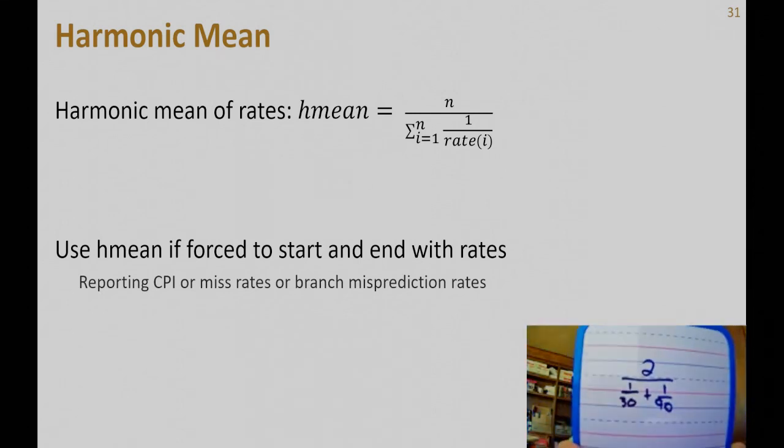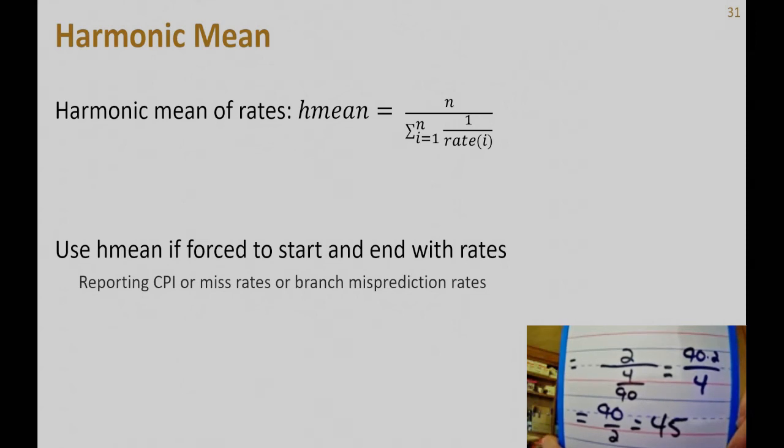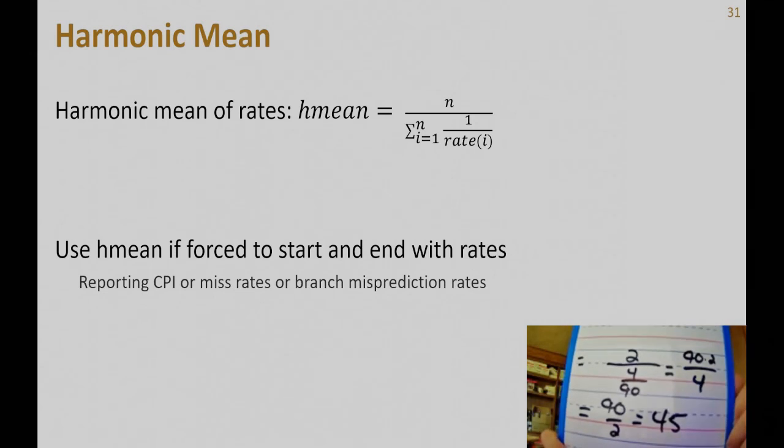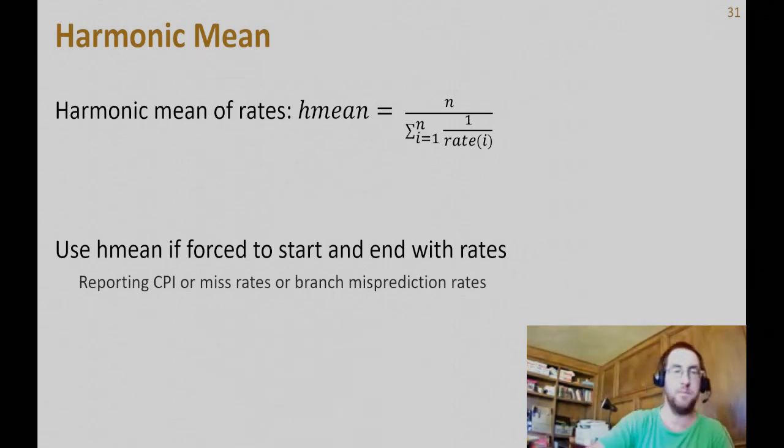over 90. So 2 over 1 over 30 plus 1 over 90. Combining the terms, you get 2 divided by 4 over 90 equals 90 times 2 over 4. And then you can divide that out and you get the 45 miles per hour answer that we expect. So the harmonic mean gives us the right answer when we average rates.